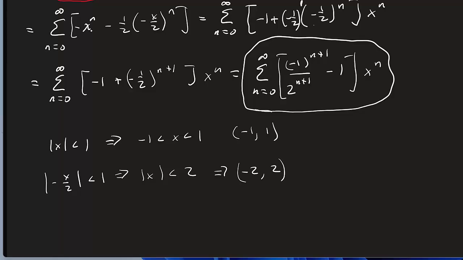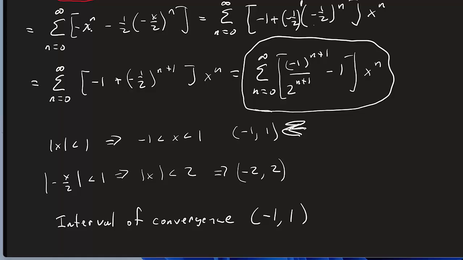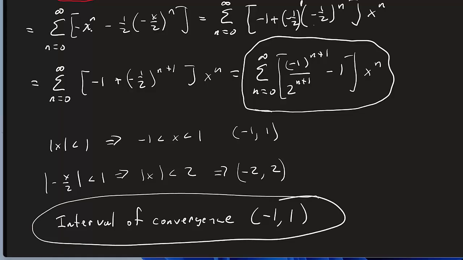Okay, but as you know, we've written this as a single power series here, so it has to apply to both of them, which is this one. So the interval of convergence is negative 1 to 1, which is this one right here. And there's the interval of convergence.